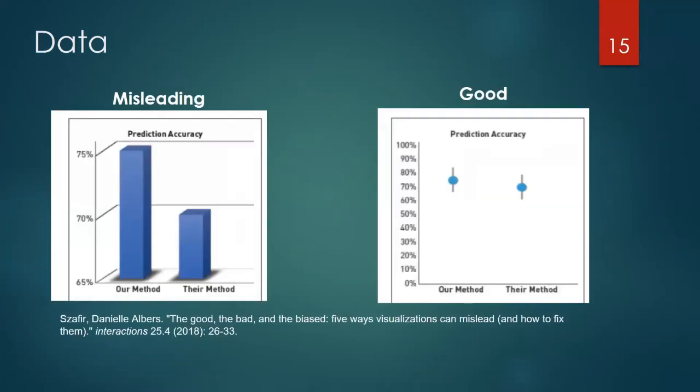As I was explaining, the bar chart on the left-hand side is not very precise because we do not see the accuracy of that. But look at the right-hand side. In addition to the percentage or prediction accuracy, we also have the uncertainties. So more information is given in the right-hand side chart.